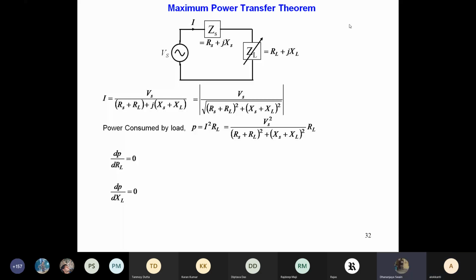Sir, why is the partial derivative with respect to XL also 0? When you do it with respect to XL, you assume RL to be constant. No, why is it 0? Because XL is also a variable. In the load, as I am telling you the examples, you just consider your own. But you said that only RL is responsible for the power consumption. Yes, but in the power expression, how many variables are there? Yes, got it.